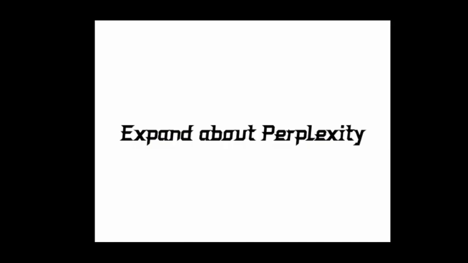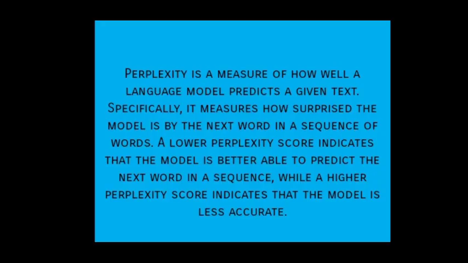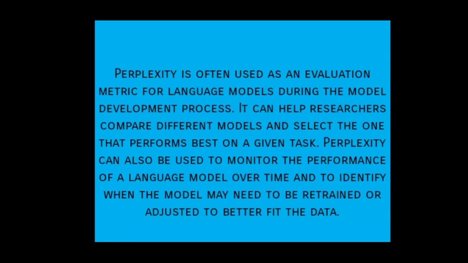Expand about perplexity. Perplexity is a measure of how well a language model predicts a given text. Specifically, it measures how surprised the model is by the next word in a sequence of words. A lower perplexity score indicates that the model is better able to predict the next word in a sequence, while a higher perplexity score indicates that the model is less accurate.